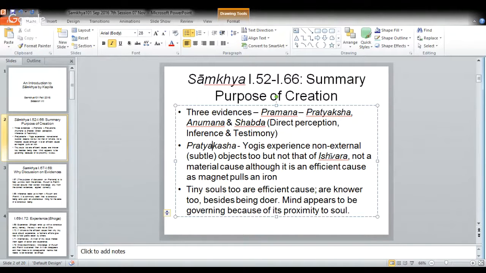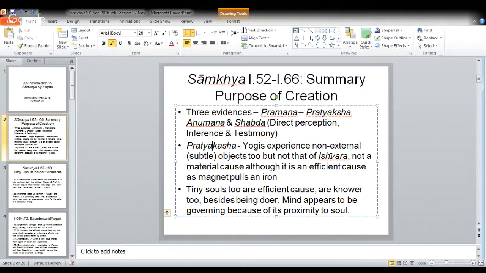Firstly, it is not made of matter, because direct perception is possible for objects that are made of matter, namely Prakriti. Whether they are subtle or gross, the truth is they are made of matter. And Ishwar is not made of matter. Ishwar is indeed another Purush. And concurrently, Kapil is saying that Ishwar can also not be the material cause of the universe.